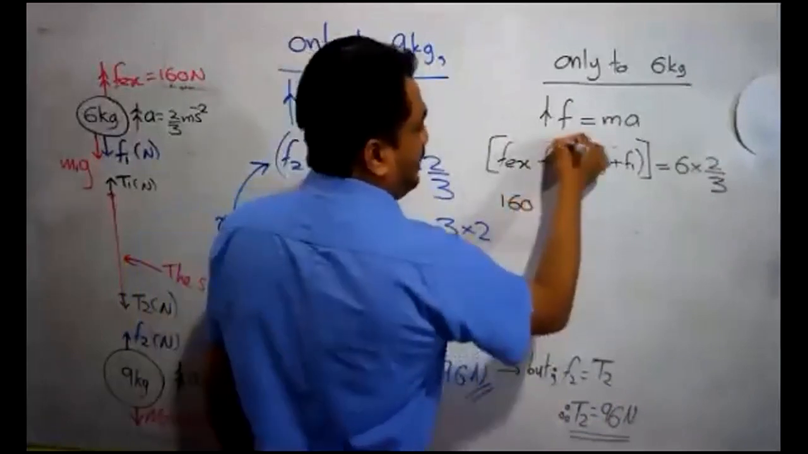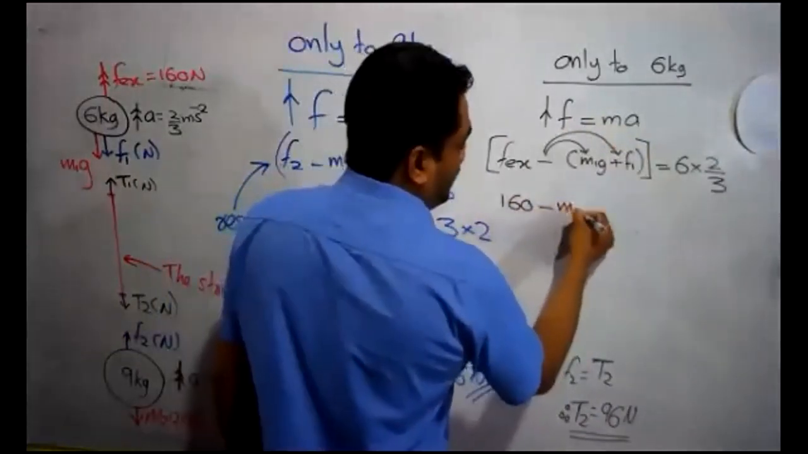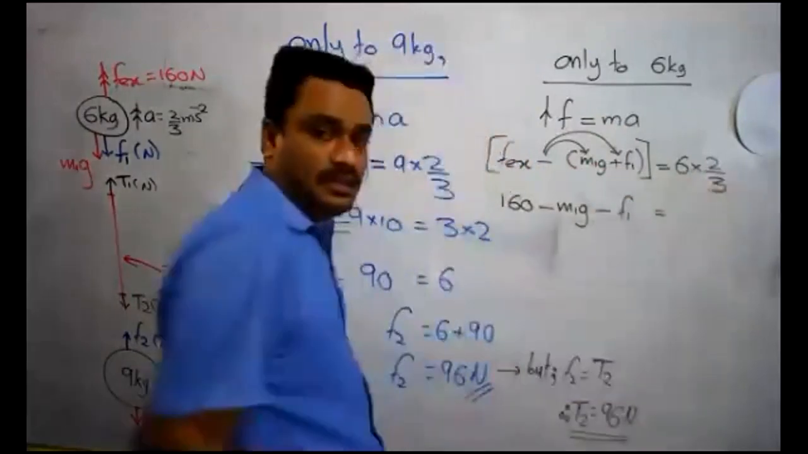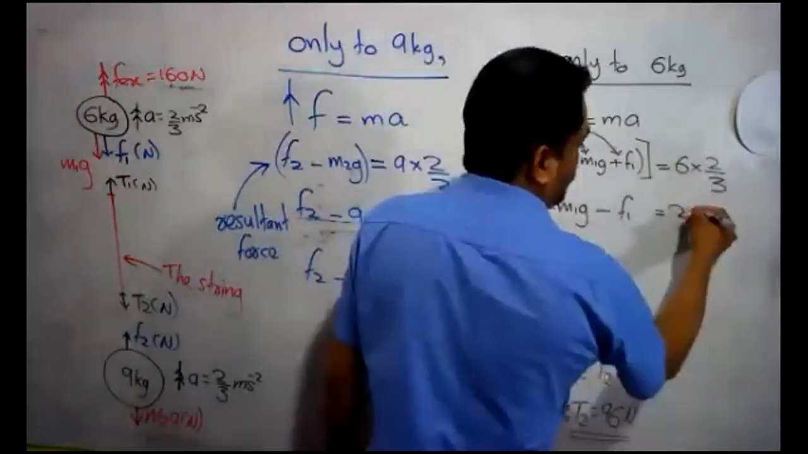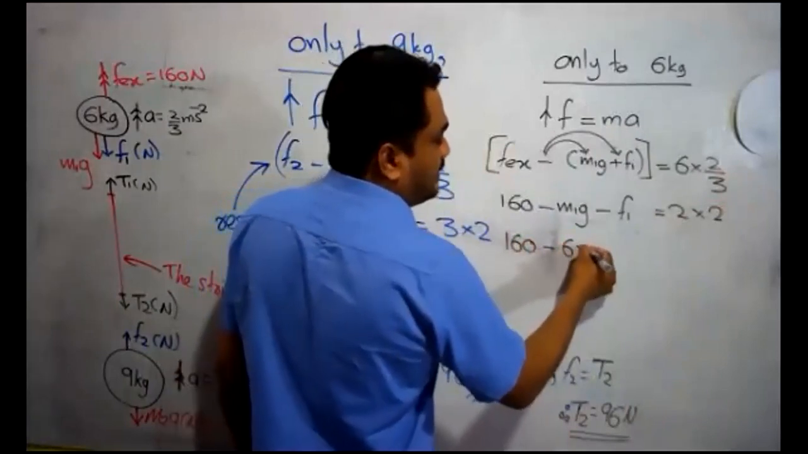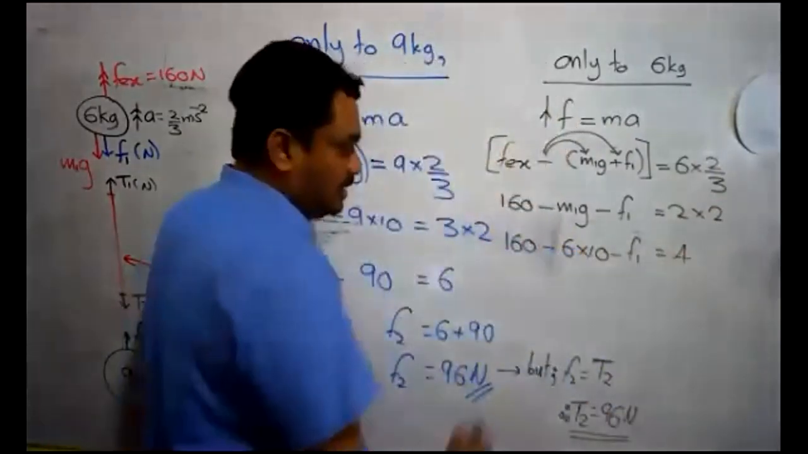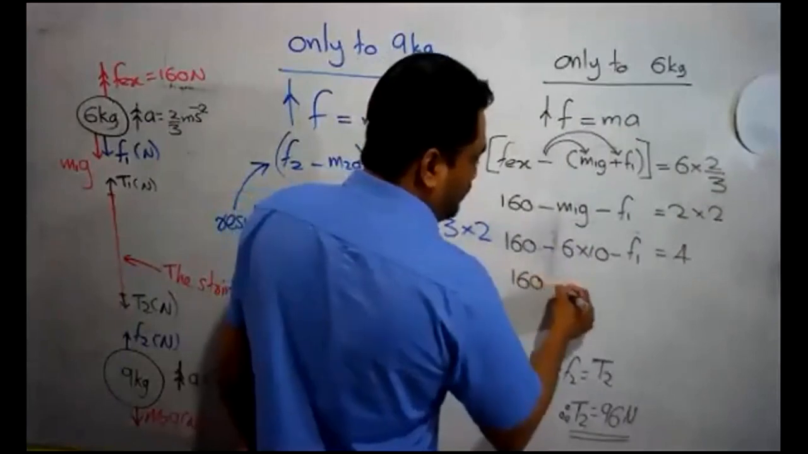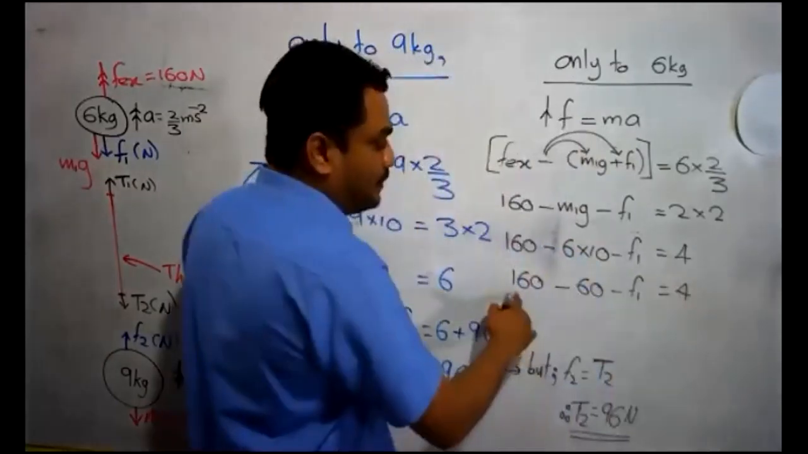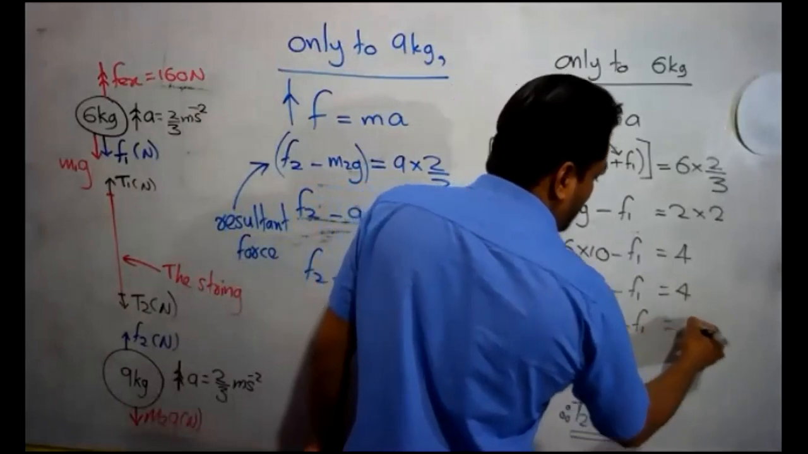Fex is 160. Let me remove the brackets. Then I'll get minus M1G minus into positive minus F1. 6/3 is 2. And this 2 will be there. 160 minus M1 is 6. G is 10. Minus F1 equals 2 times 2, 4. 160 minus 60 minus F1 equals 4. 160 minus 60 is 100 minus F1 equals 4.